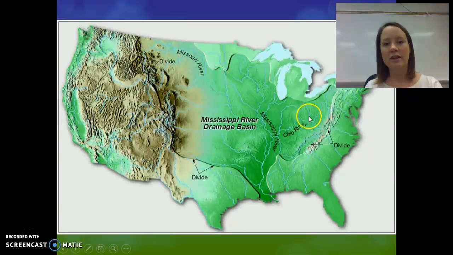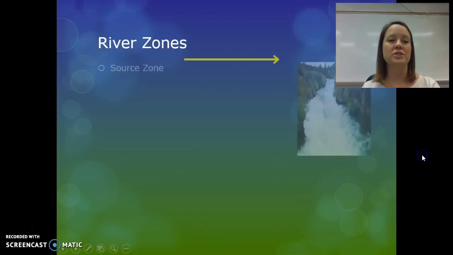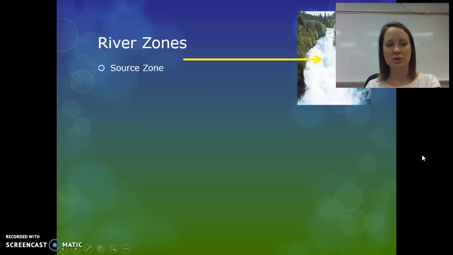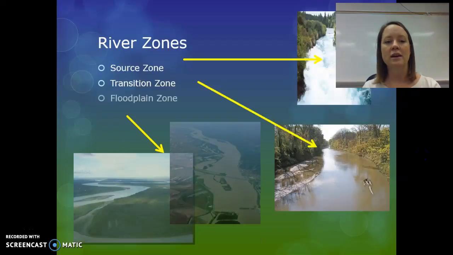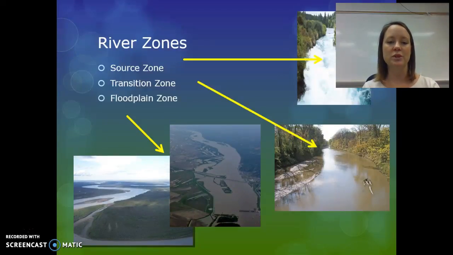So everything in this watershed, all of these smaller rivers like the Missouri, are tributaries that feed into the Mississippi River, which ultimately, at its mouth, empties into the Gulf of Mexico in New Orleans, which sits on top of the Mississippi River Delta. We can divide rivers into three zones. We start with the source zone, which is the headwaters, the transition zone as it's moving into lower altitude on flatter land, and ultimately the floodplain zone, which is very shallow and wide as we get close to sea level.